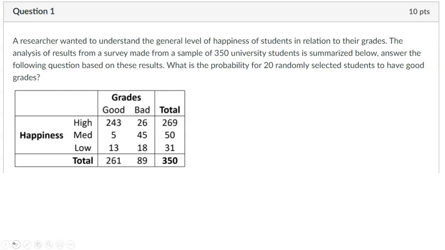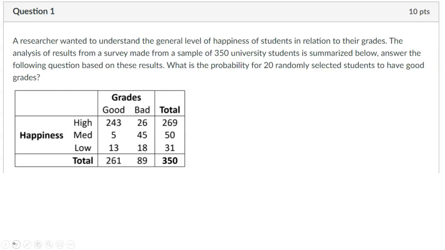Okay, let me read the problem. Our researcher wanted to understand the general level of happiness of students in relation to their grades. The analysis of results from a survey made from a sample of 350 university students is summarized below. Answer the following question based on these results. What is the probability for 20 randomly selected students to have good grades?